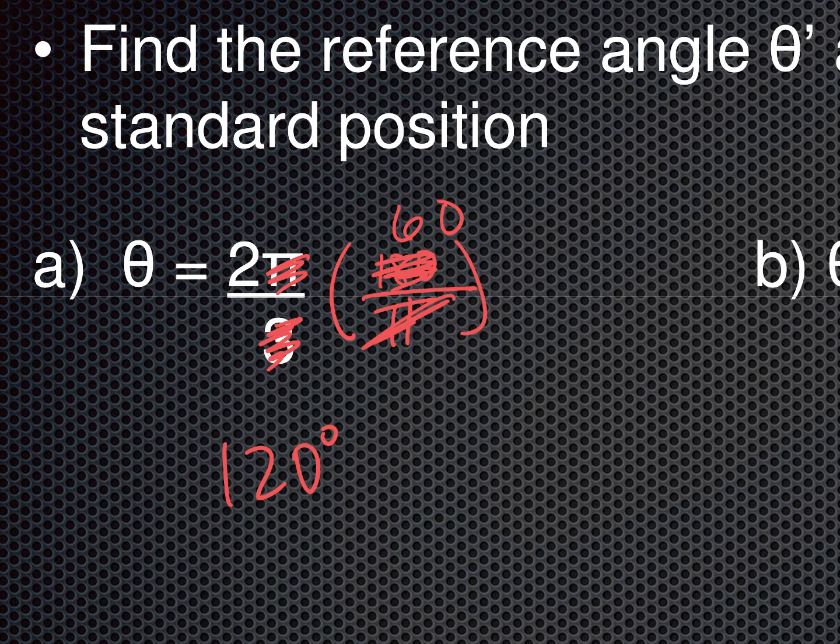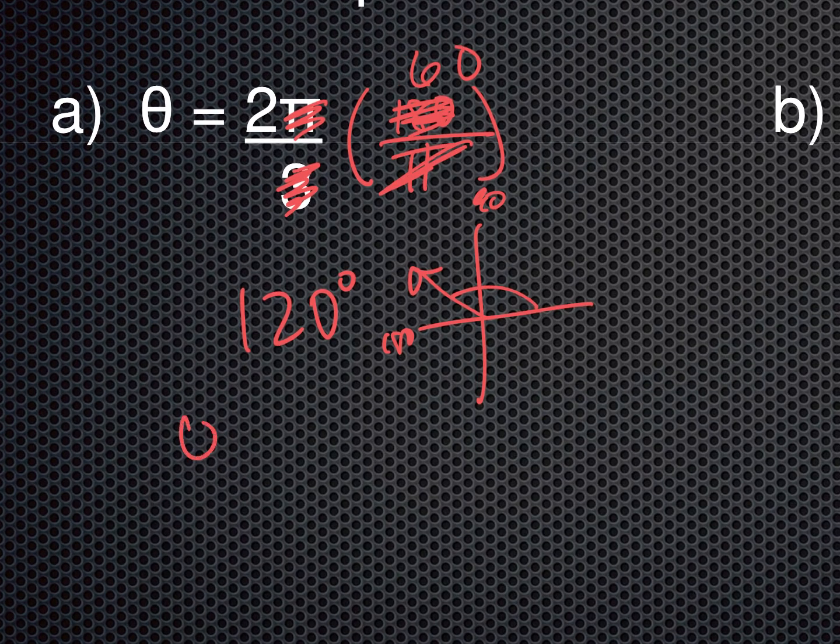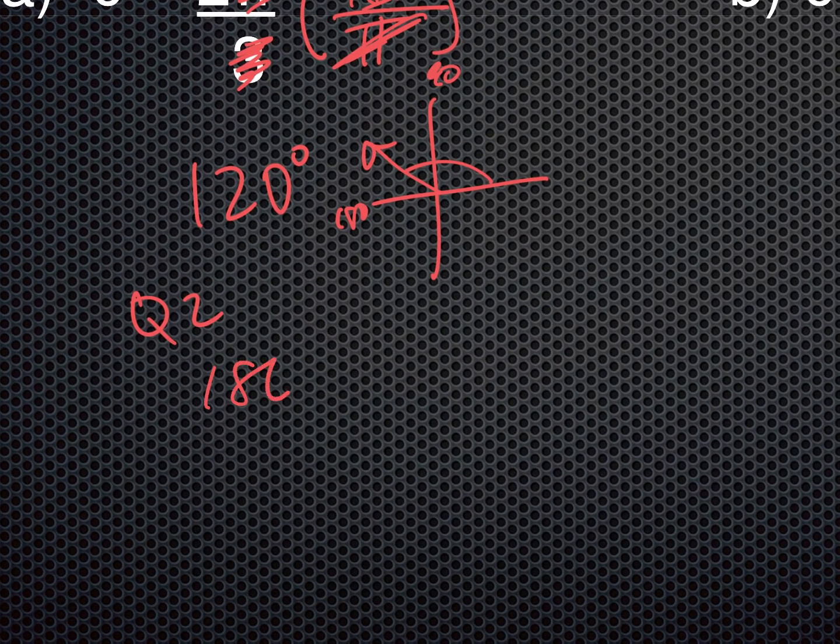Where is the angle 120 degrees? It's in quadrant 2, between 90 and 180. So in quadrant 2, guys, what's the rule? 180 minus theta, which is 120. What's 180 minus 120? 60 degrees.